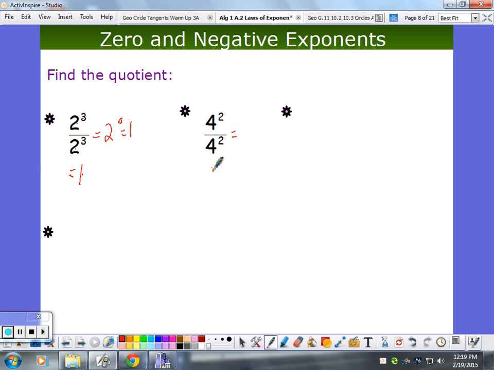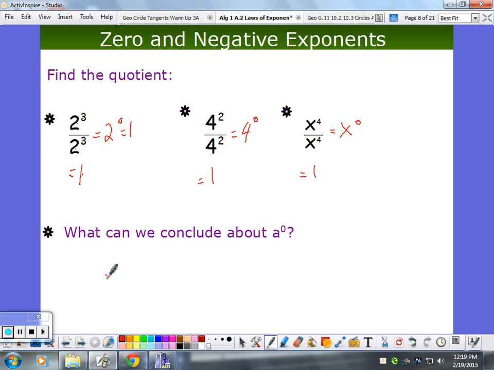Same, right? Is that going to be 1? But let's use our rule: subtract the x's. Same thing over same thing is 1, isn't it? But let's use our rule. It says subtract the exponent. So anything to the 0 power, you know what it is? 1. Anything to the 0 power is 1.